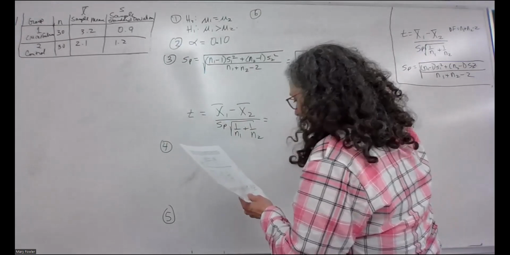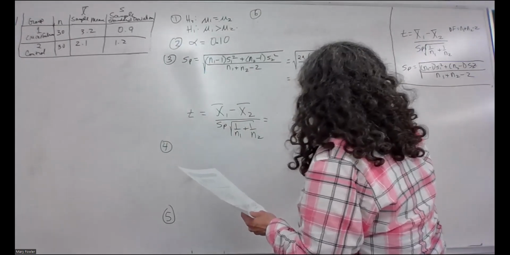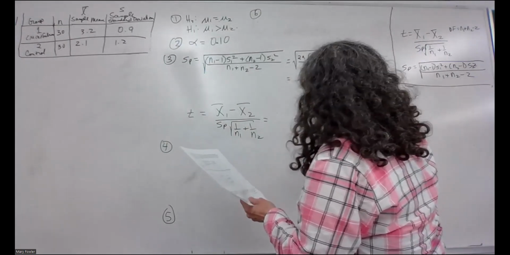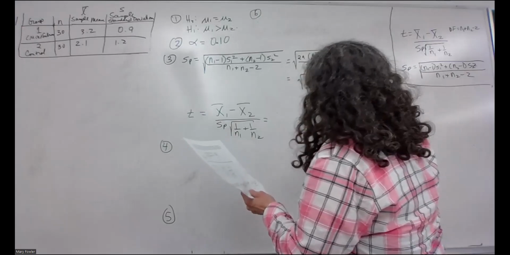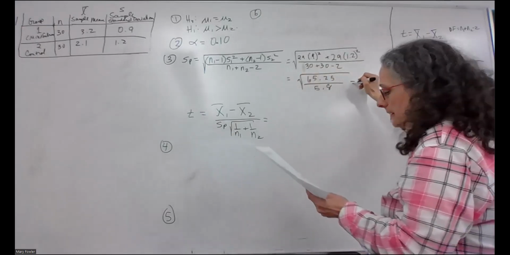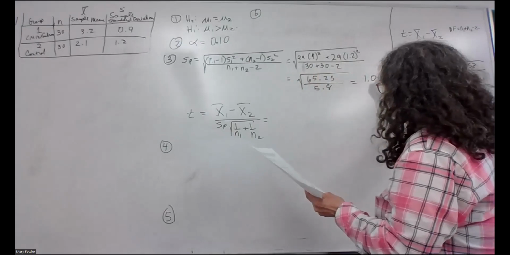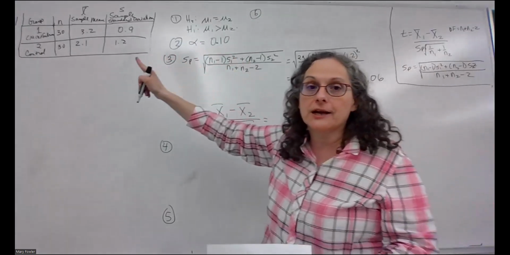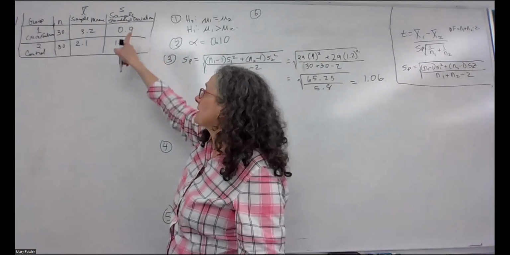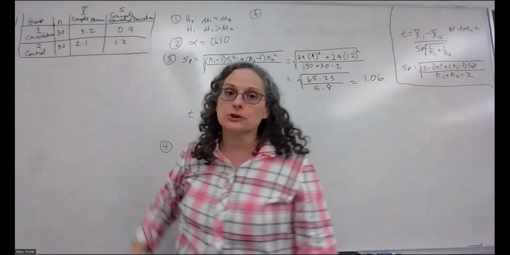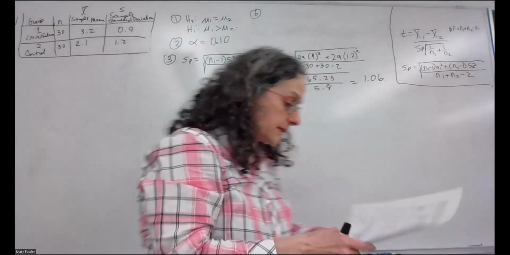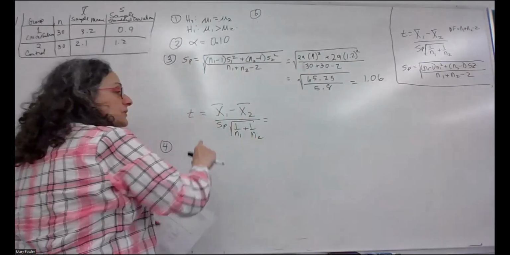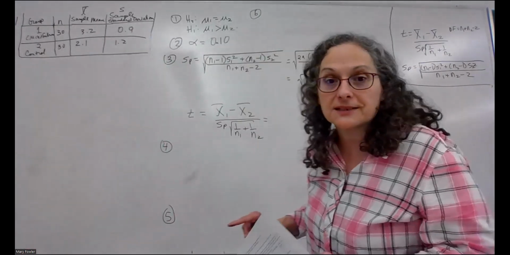The numerator, I got 65.25, and the denominator inside that big square root was 58. And that is 1.06. Let's go and check. Is 1.06 between 0.9 and 1.2? It is. So let's go ahead. I'm going to move forward to substitute into the test statistic.